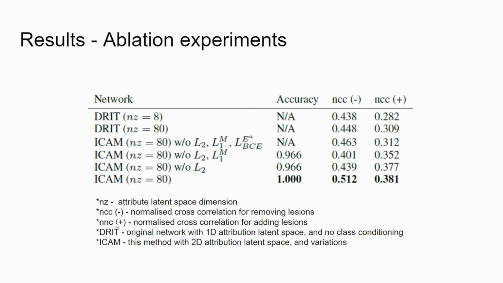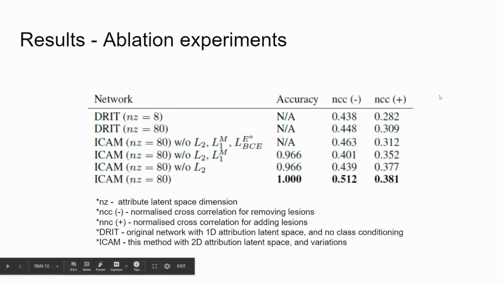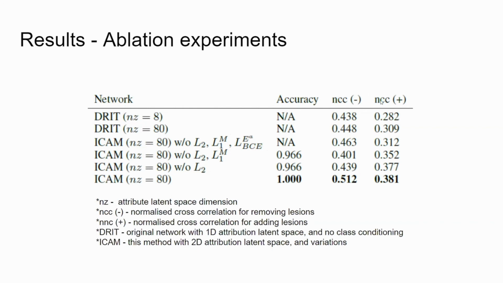Obviously adding lesions is far more difficult, so we see that the score here is lower than for removing lesions. And we see that with each component that we add to the network, there is an increase in score. And finally, ICAM performs the best across all the different scores. Of course, DRIT does not have a classification module and therefore does not have an accuracy score.